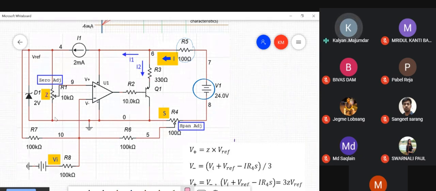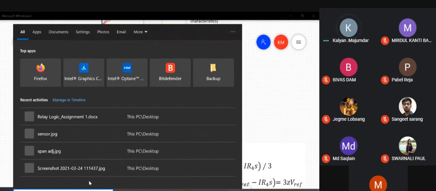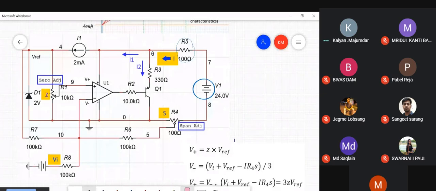Now across this constant voltage, you have a potentiometer and a fraction of the voltage. So the voltage across the potentiometer is basically V reference. So this voltage V reference appears across this potentiometer. I've marked it zero adjustment. You'll soon realize why this is called zero adjustment. Now a fraction of the voltage across the potentiometer. What fraction? That fraction is called Z. Z could be anything from 0 to 1.